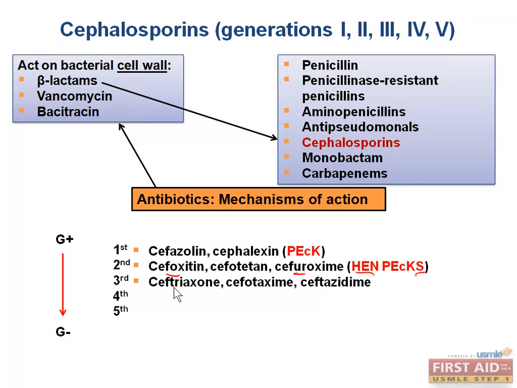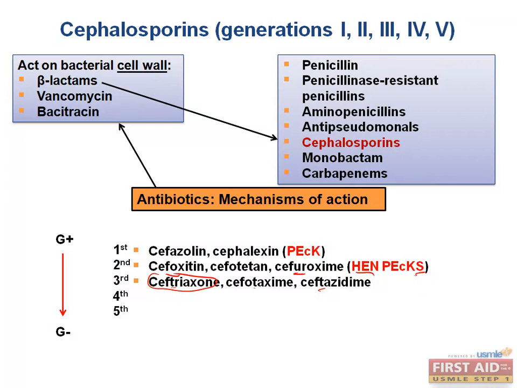Third-generation cephalosporins have a T in their name, such as ceftriaxone, cefotaxime, and ceftazidime. They are used to treat resistant gram-negative infections. Ceftazidime, of note, is the only third-generation cephalosporin that is used against Pseudomonas. Do you remember which bugs ceftriaxone is used against? That's right, it's the Neisseria bugs, namely Neisseria meningitidis and Neisseria gonorrhea.